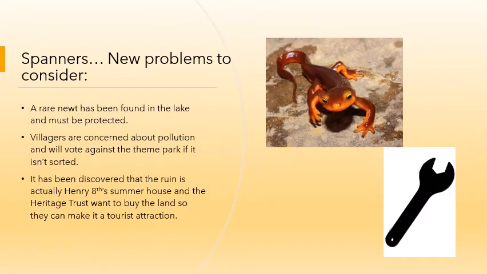Right, it says spanners. That's a colloquialism. A spanner in the works means something's gone wrong. So we've got some more problems here. A rare newt has been found in the lake and that must be protected. So you can't simply drain it. Villagers are concerned about pollution and will vote against the theme park if it isn't sorted. It's been discovered that the ruin is actually Henry VIII's summer house and the Heritage Trust wants to buy the land so they can make it a tourist attraction. So we've got some significant problems there, but we're going to get round them all in our planning permission proposal.